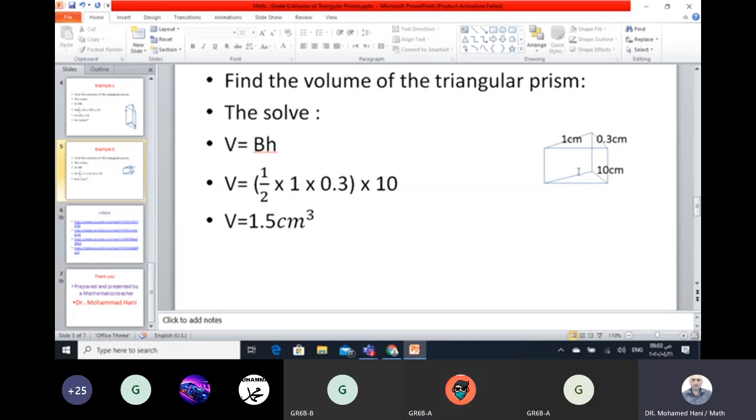How to solve the volume? We have the formula: B in capital letter multiplied by H. What's the meaning of B in capital letter? The area of the triangle. How to solve the area of the triangle? We have a rule: 1/2 multiplied by the base, multiplied by the height. Then multiply by H. What's the meaning of H? The height of the prism, not the height of the triangle, the height of the prism. Okay?